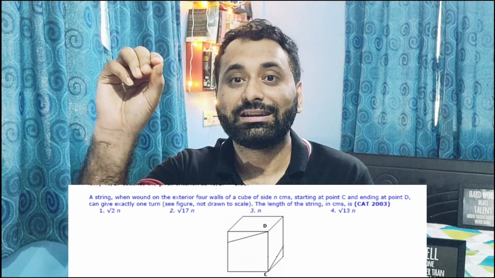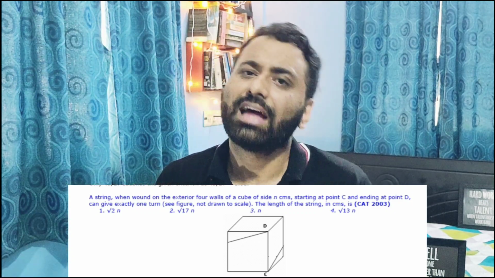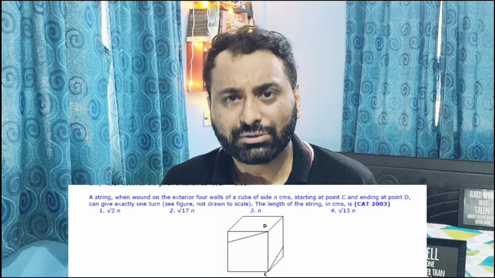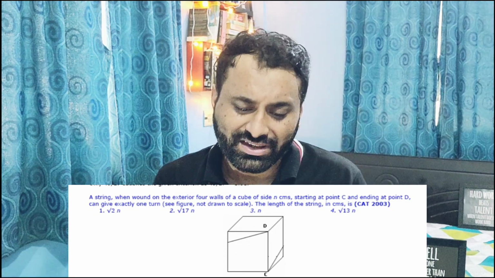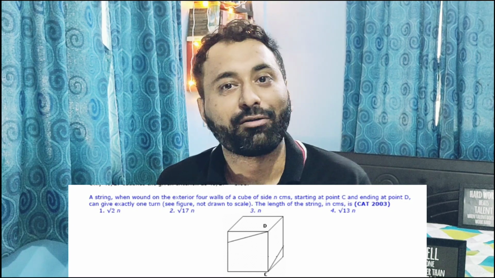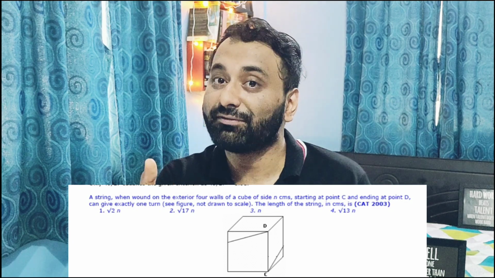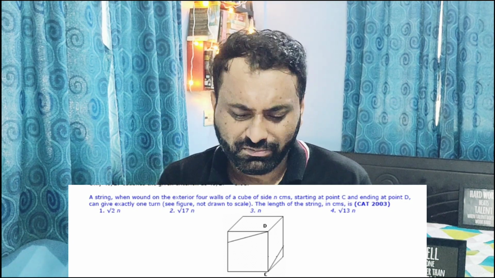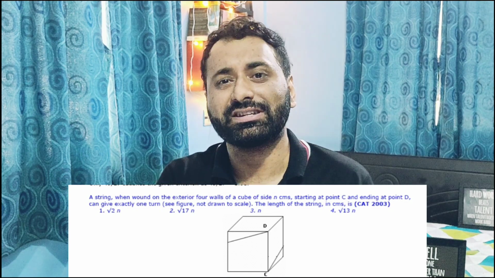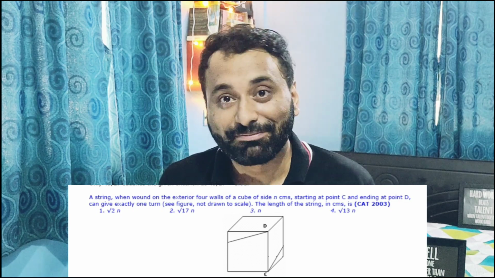Now that we have done it in a crisscross manner, like this, the length has to be more than 4n. So tell me, which of these options are greater than 4n? Is it root 2n? No, 1.414n. Is it root 17n? Yes, root 16 is 4, so root 17 is greater than 4. Root 13n? No, less than root 16n. You tell me, do you need a pen to solve this problem?